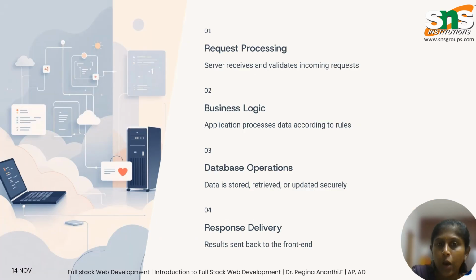So this is how the process goes. Whenever a user clicks a button or submits a form, four main things happen. The first one, the server receives the request. The second, the application processes the request, the logic. Third, the database stores or returns data. And the final step is the server sends a response back. This cycle happens in milliseconds whenever a user clicks a button.